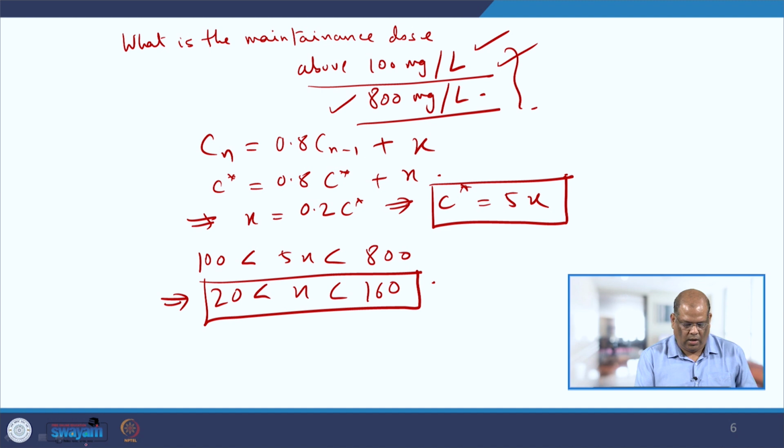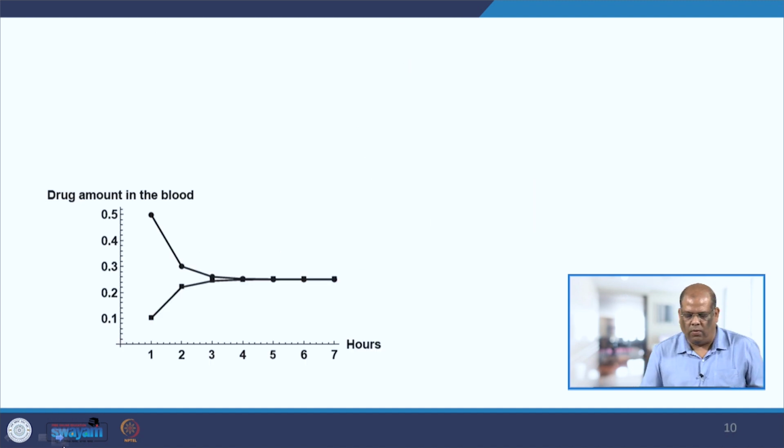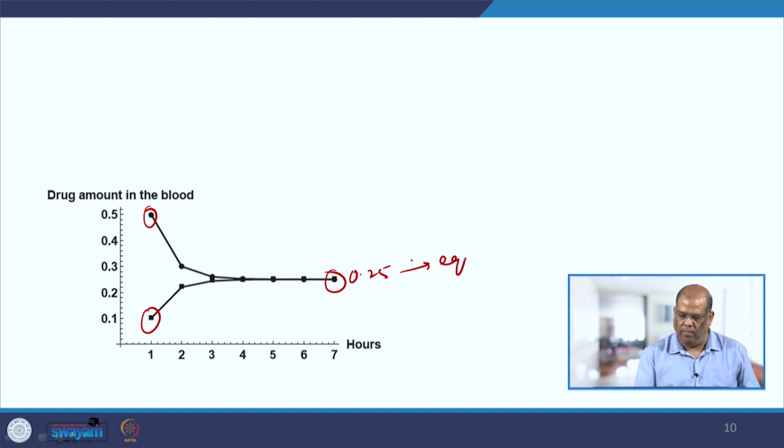Let us quickly see the numerical solutions. This is the one which we have shown in Microsoft Excel. It says that this value reaches 0.25. It starts with initial conditions 0.5 and 0.1, but since the system is stable, it goes to the value 0.25, which is the equilibrium solution.